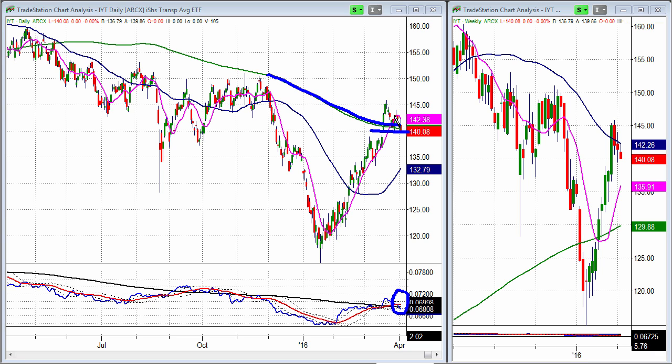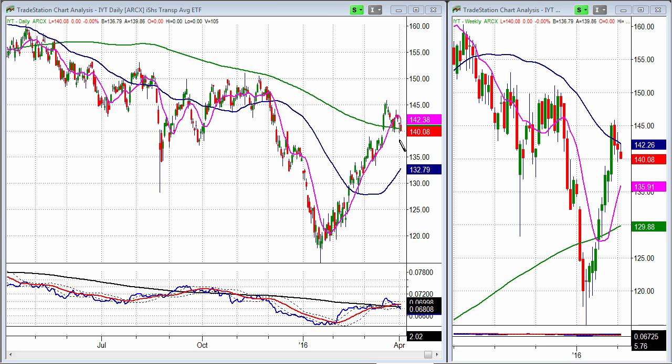If this continues to break down after stalling at, I will say, an obvious point, so this would be a really obvious point for IYT to have some trouble, 145 to 150. If it starts to roll over here, that could mean that the general market is also about ready to either roll over or pause for a while. It's had a nice run since the lows. So keep an eye on IYT for that reason.